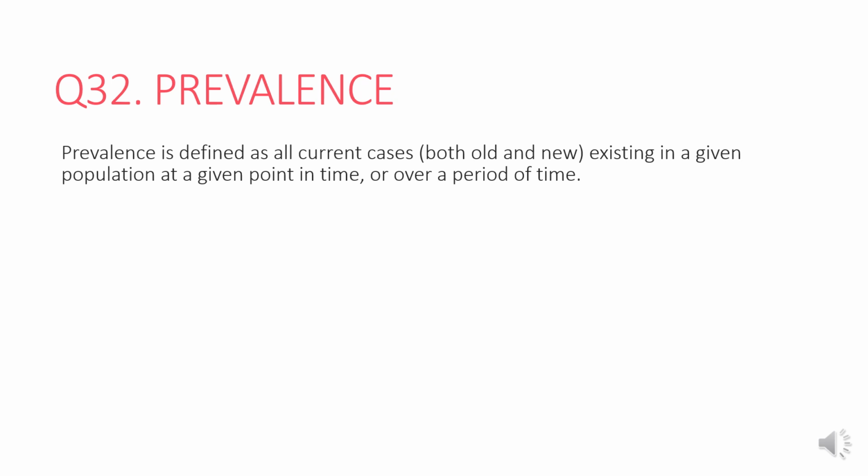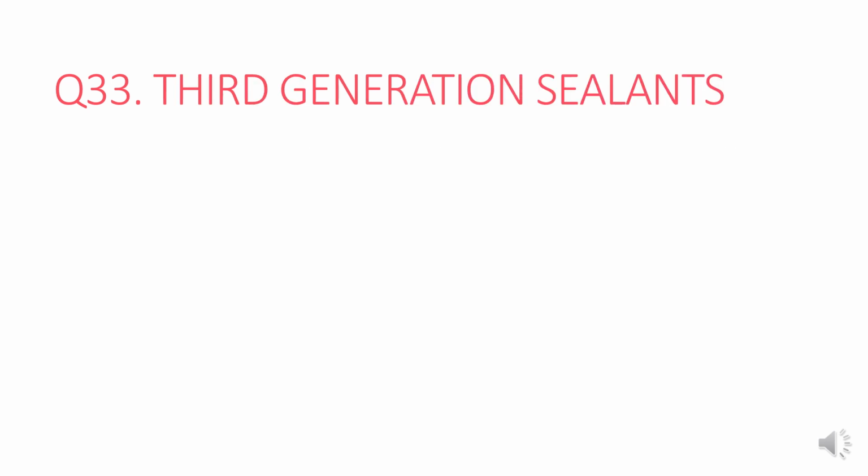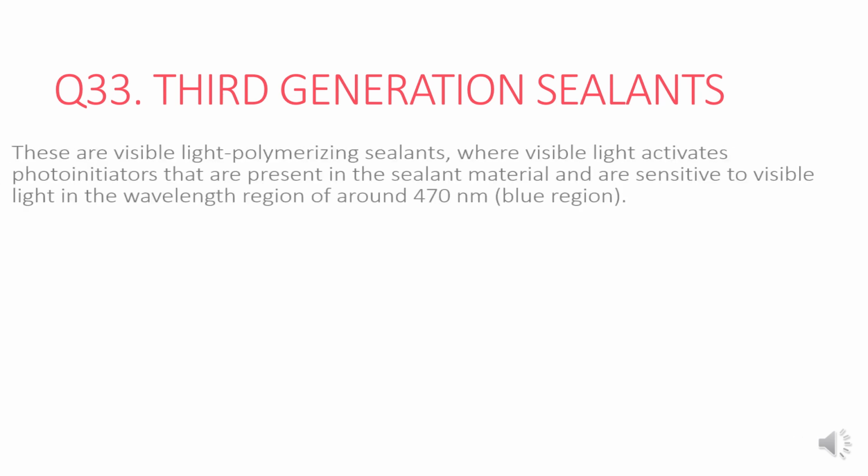Question 32 is prevalence. It is defined as all current cases, both old and new, existing in a given population at a given point of time or over a period of time. Question 33 is third generation sealants.